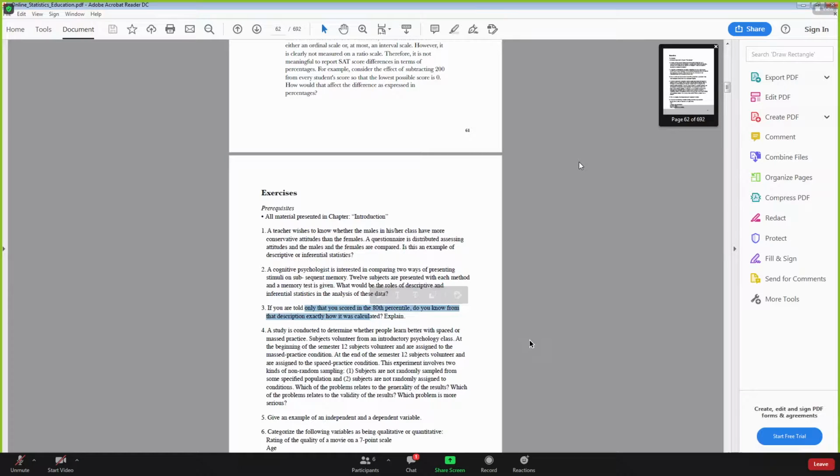Okay, so let's start with number 3. So if you are only told that you scored an 80th percentile, do you know what it means, basically? How it was calculated and what it means? So what do you think it means? Right. So that's actually correct.